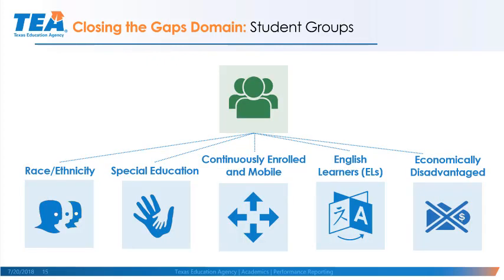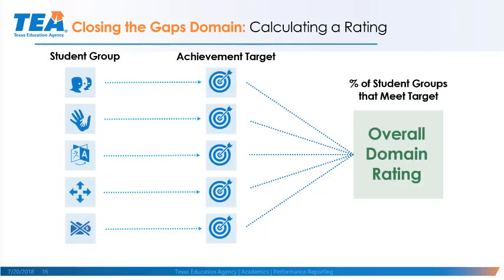The Closing the Gaps domain is intended to identify differentials in performance among student groups. This domain disaggregates the performance of 14 student groups. These groups include students from different racial and ethnic groups, students who receive special education services, students who are continuously enrolled or mobile, students who are English learners, and students who are economically disadvantaged. The Closing the Gaps domain is aligned with federal requirements of the Every Student Succeeds Act. The Closing the Gaps domain score is calculated based on how many student groups met set achievement targets.